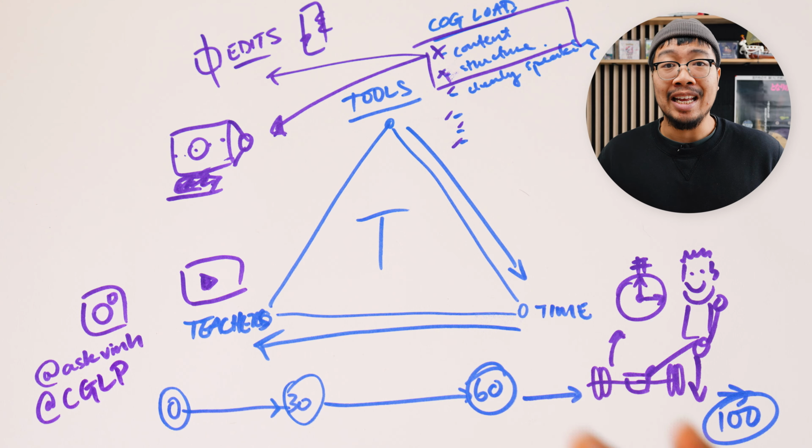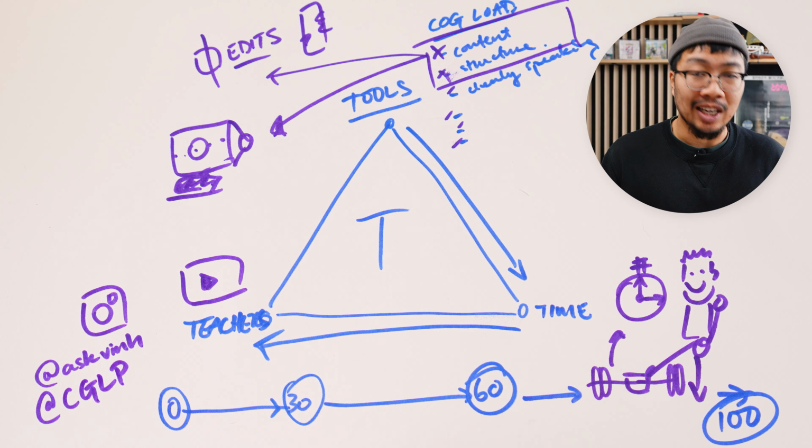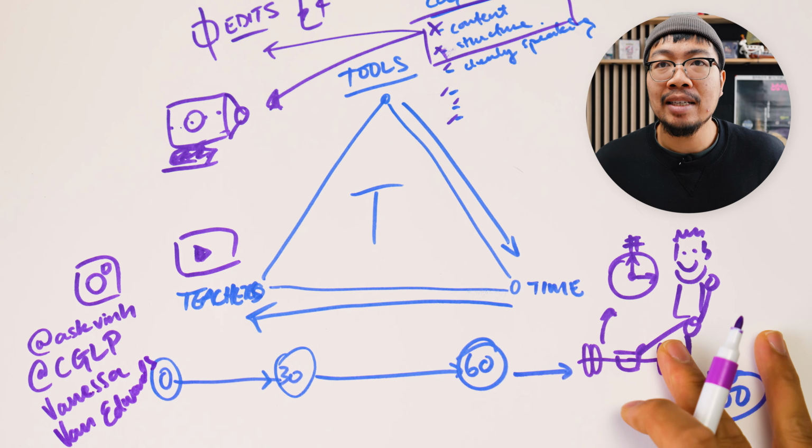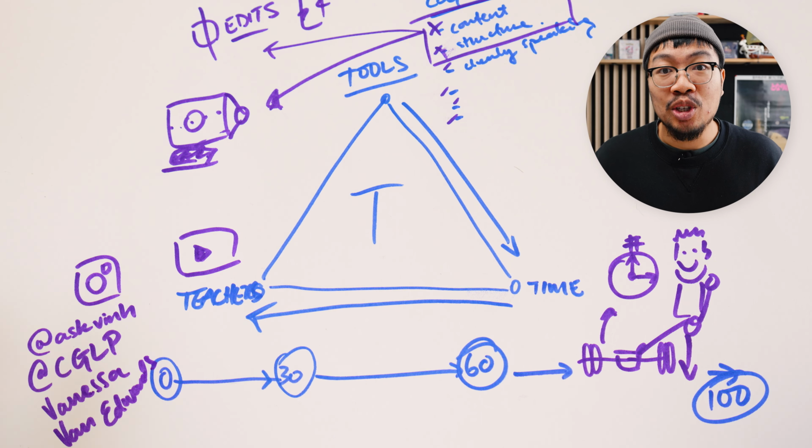The other person I'd love for you to check out, and I'm not sure if she has a channel of her own, but it was on the Craig Groeschel Leadership Podcast. A woman by the name of Vanessa Van Edwards, and I hope I pronounced that correctly. She is a fantastic body language communicator.